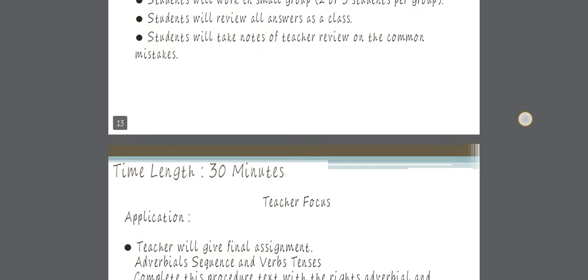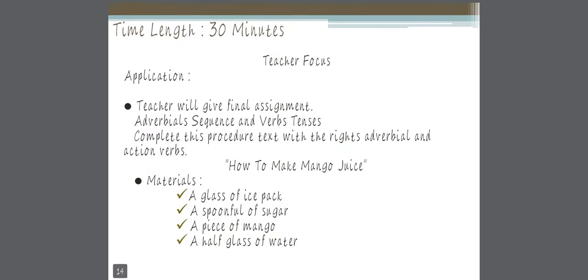So moving to the last sequence. For the last sequence, I want to have a 30-minute time allocation because in this session, the teacher focuses on giving the students a small final assignment test about the materials that I delivered before. And so for the application, in the first sub, the teacher gives the students material about adverbials and action verb tasks together because it is the final week of the materials, so that kind of task is given. Also, it includes the two materials from the week 1 and week 2 meetings.